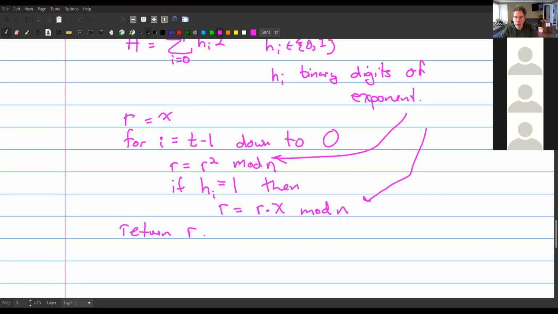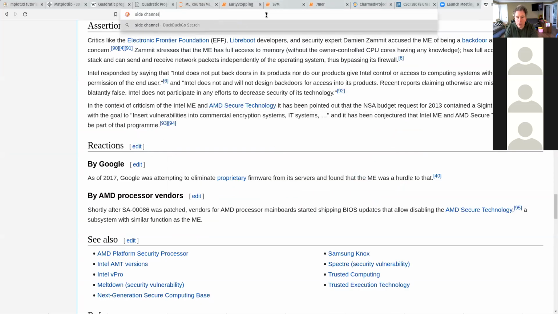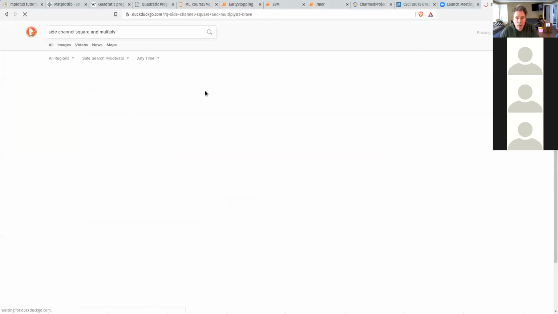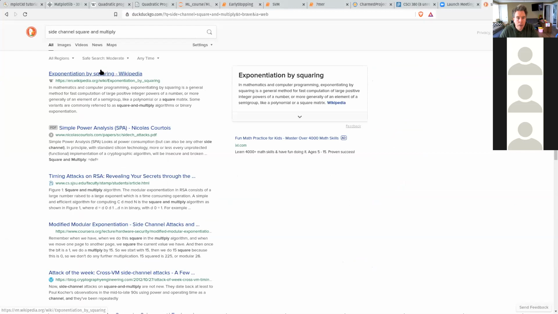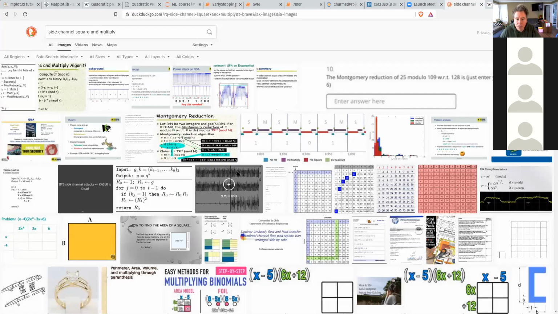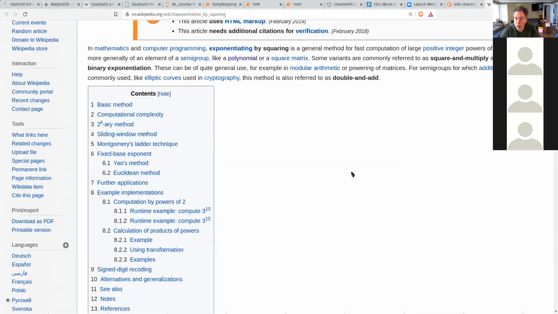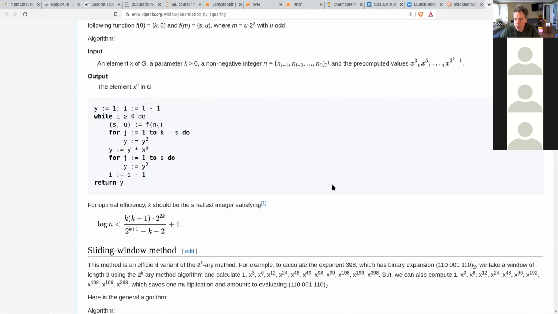Something that is kind of funny here, I hadn't planned on talking about this, so that means it's a terrible idea: side channel, square and multiply. There's a side channel attack on RSA. Remember, a side channel attack is when you have access to the physical machine and can spy on things like power consumption. So this might be a diagram of the energy consumption of a processor.